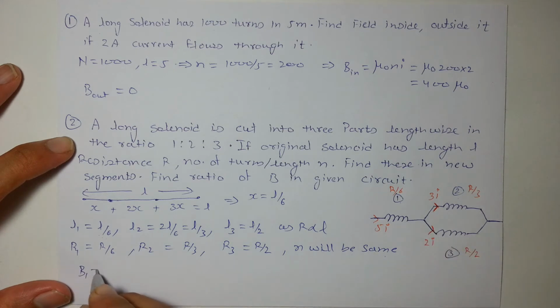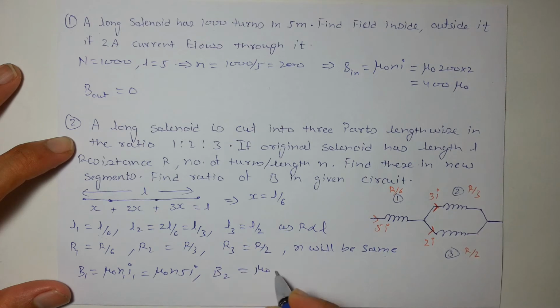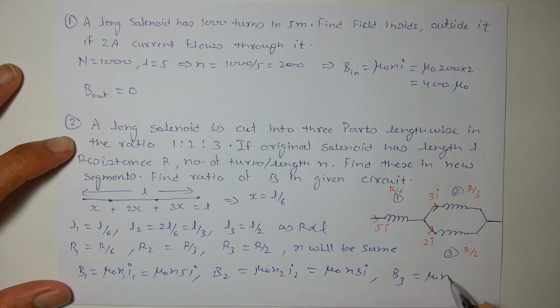So B1 is μ₀N₁I₁, okay, which is μ₀N·5I. B2 is μ₀N₂I₂, which is μ₀N·3I, as I2 is simply 3I, and similarly B3 is μ₀N into 2I. So B1 is to B2 is to B3 will be 5 is to 3 is to 2.